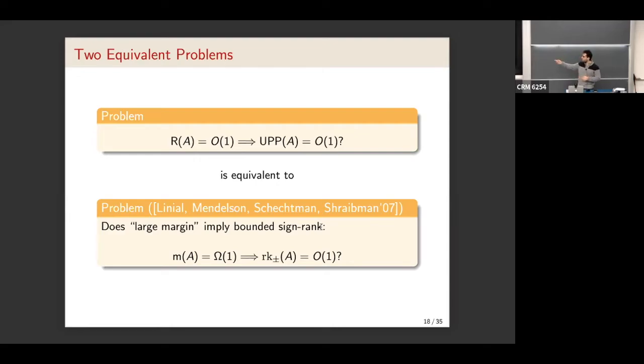UPP, we already saw, is equivalent to psi rank, and randomized is equivalent to margin. There is an exponential gap, but here we don't care about those things. It's really about constant versus non-constant. So if you have small randomized, you'll have large margin and vice versa.